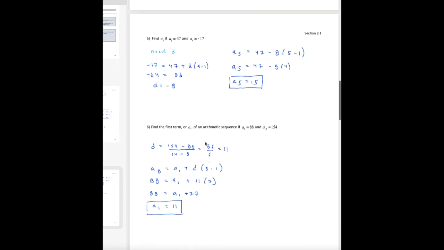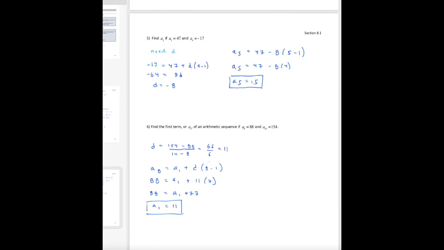Here we have something similar. Find the first term, or a sub 1, of an arithmetic sequence if a sub 8 is 88 and a sub 14 is 154. So it looks like this one in that they gave us these 2 points, but notice here they gave us the first term, and then here they did not give us the first term. So this one's going to suck a little extra.